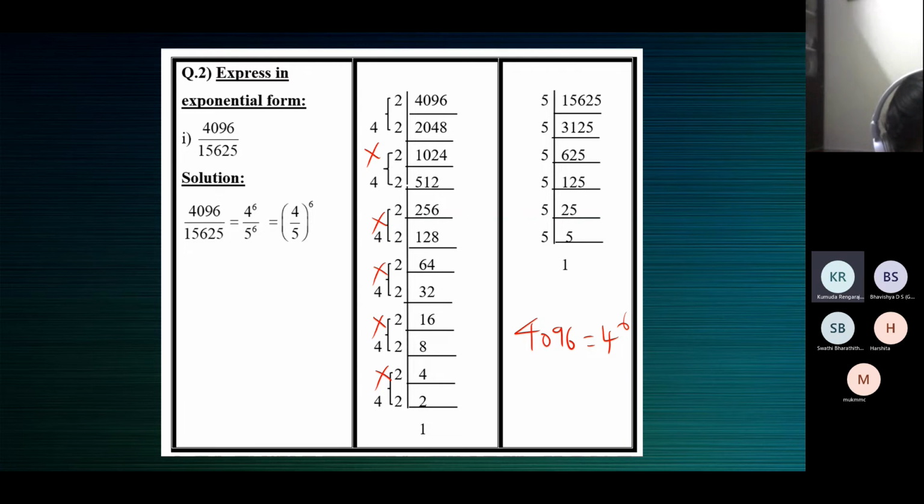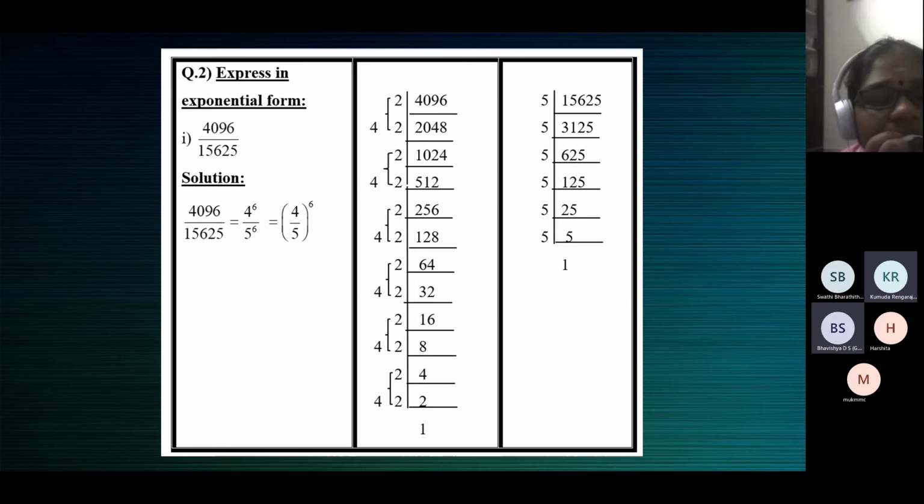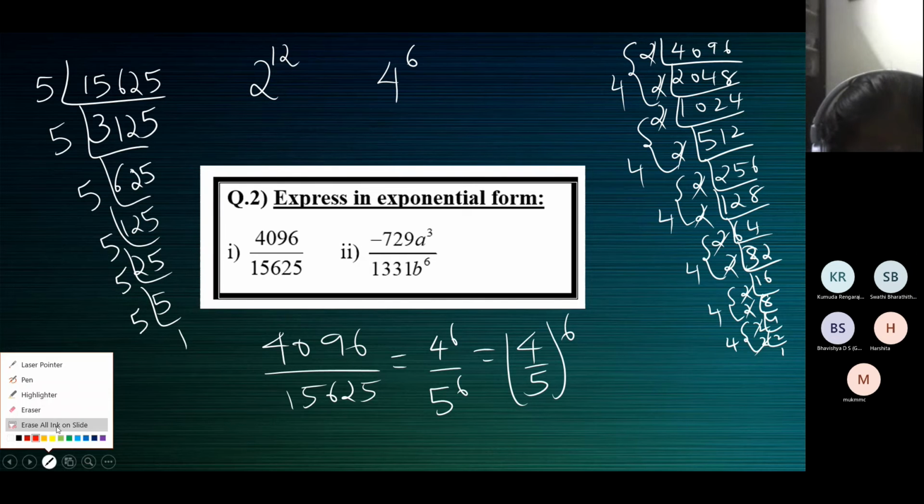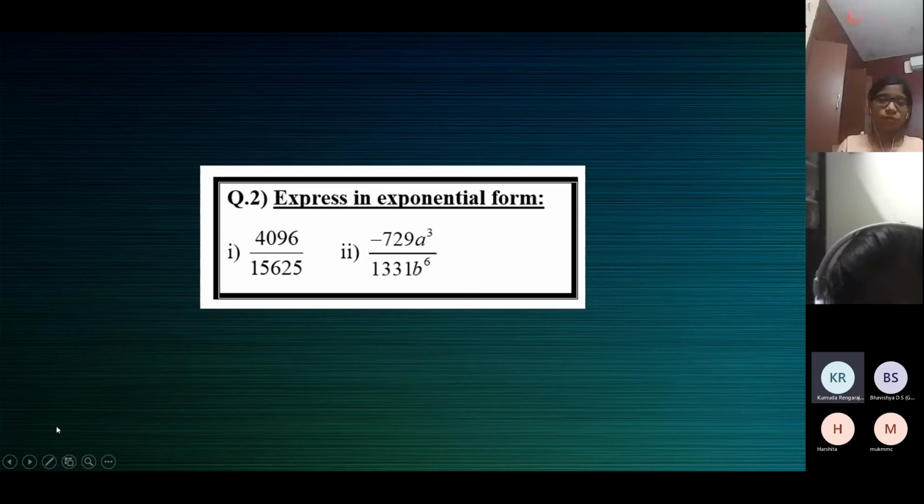Right, children? Yes, ma'am, understood. All right. Try this. Finish up the class with this one. Please try this one. The second one.